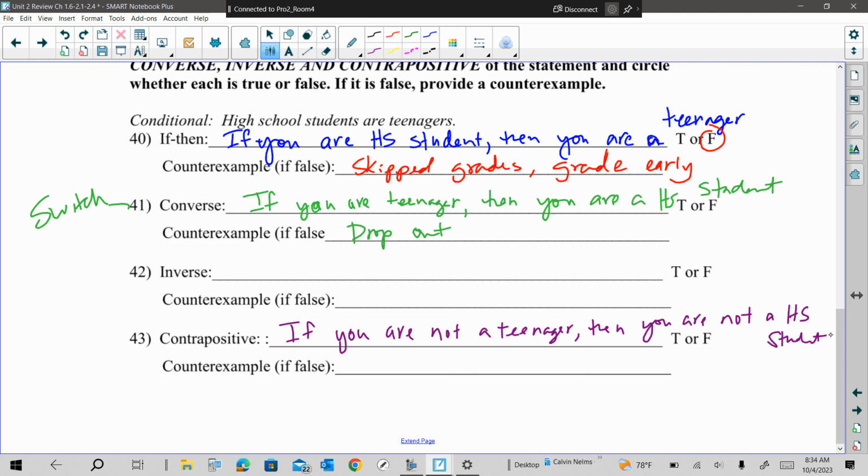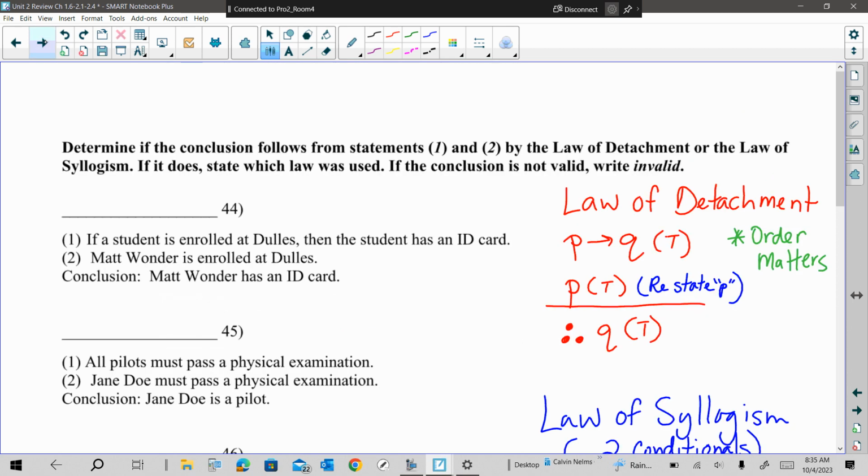You could skip grades, same thing like the very beginning one. You could maybe graduate early, skipped a couple grades, got done with high school at 12. Okay. So, I mean, it's a possibility. On the test you only have to write one or two, but most of them are going to be written for you, and you have to determine: is it a converse, inverse, or contrapositive? Okay. And then biconditionals. Don't forget, you still have to know biconditionals.